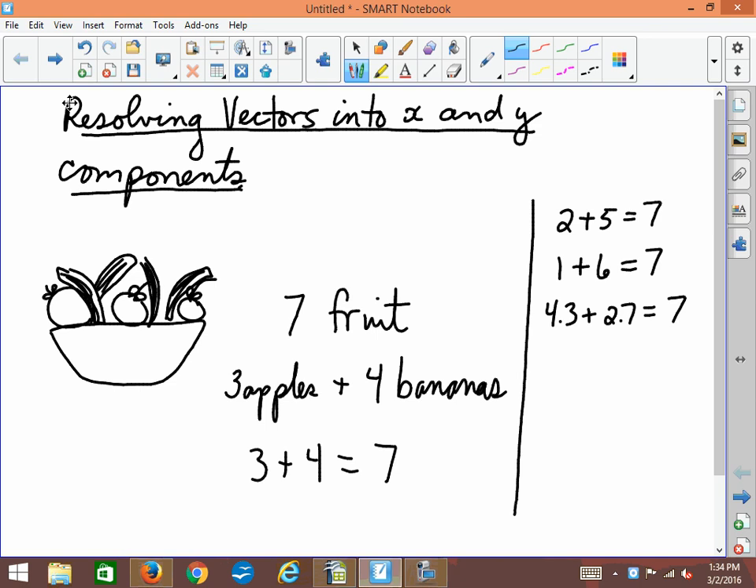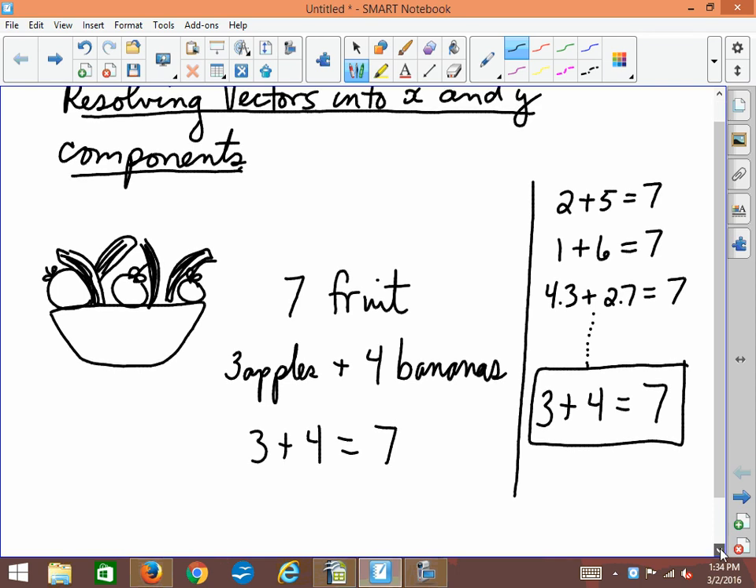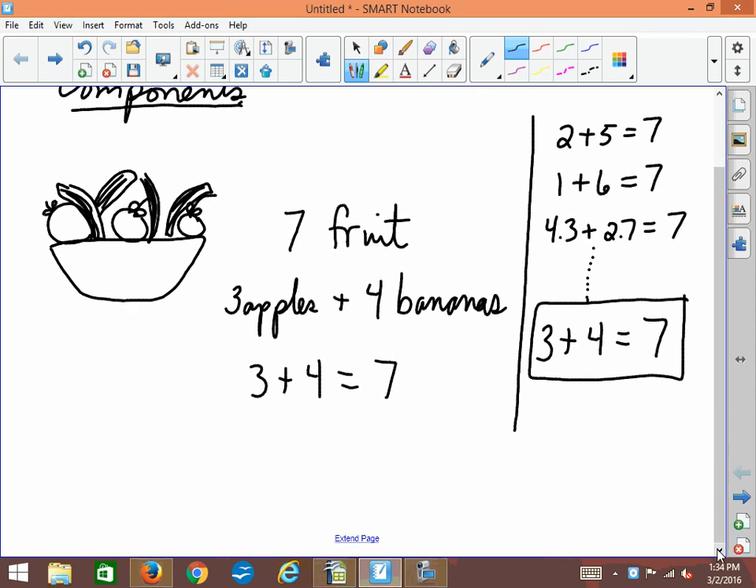But why would I? In fact, I could go on forever finding 2 numbers if I use lots of decimals that would add up to 7. And none of those would matter. I wouldn't care about any of them, except for this one. This one has special meaning because not only does it add up to 7, but it tells me the number of apples and bananas, which I might want to know. So it turns out that sometimes a number can be expressed as the sum of 2 other numbers that are useful and meaningful, even though it's just the same number. So I want you to think about that concept, which I'm now going to apply to a vector.